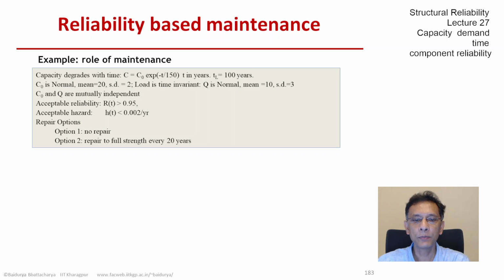Let's take an example of time-dependent reliability of a degrading system, and for simplicity, let's take it to be non-randomly degrading, and see how reliability can be used in deciding on preventive maintenance options. So let's take a minute to read the problem and then we will solve it.